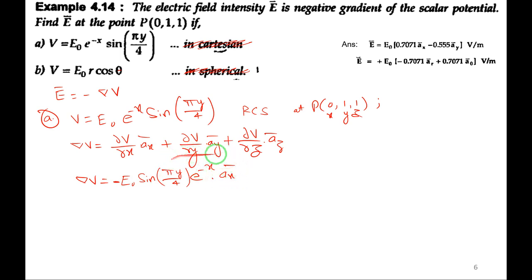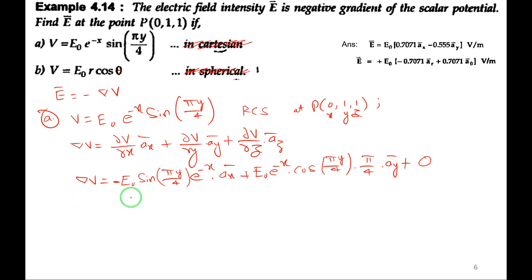Next, differentiate with respect to y. E naught into e to the power of minus x is constant. Differentiation of sine is cos, so cos of pi y by 4, and pi by 4 will come with respect to y. Pi by 4 you can take here also, no problem. This is into ay, plus with respect to z, everything is constant, so this will be 0.